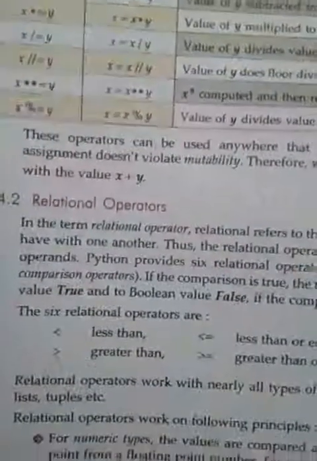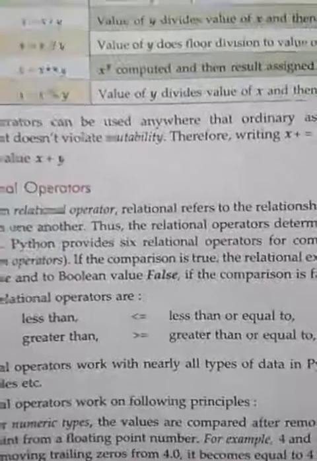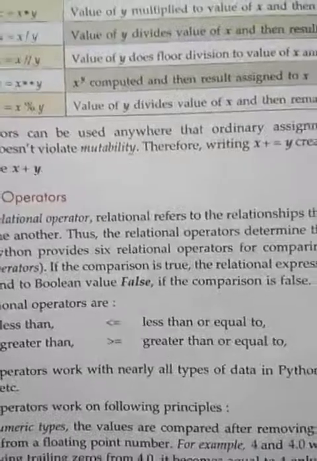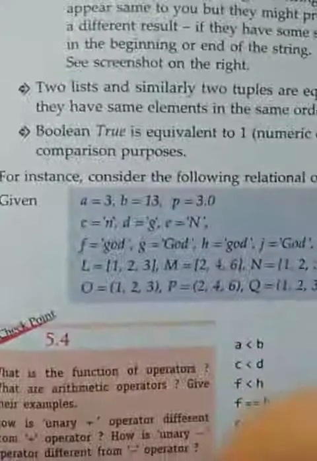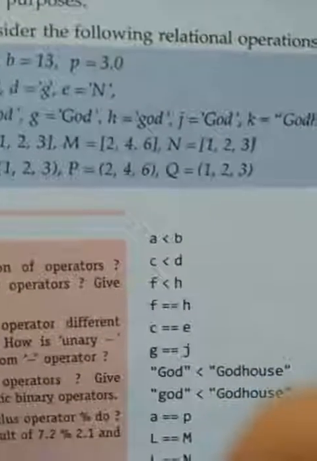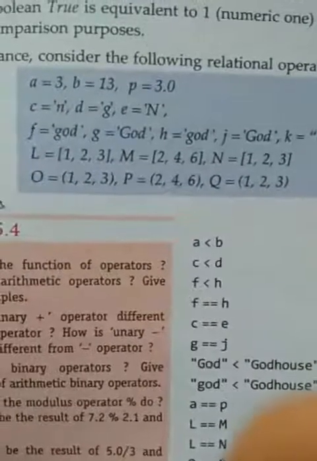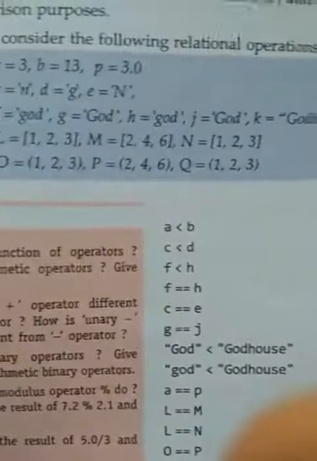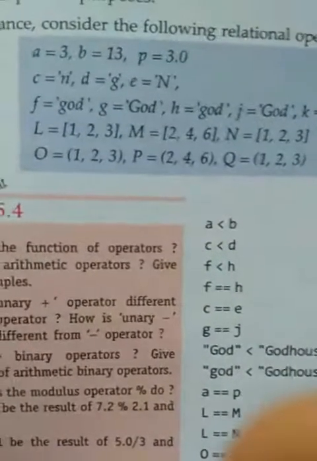Relational operator is also called a comparison operator. These are basically used for comparison purposes, and the result will come as true or false. For example, the value of variable a is 3 and b is 13, and we are checking a less than b, so the answer is true. And c less than d, where the value of c is n and the value of d is g, this will be wrong, so the answer will come false.